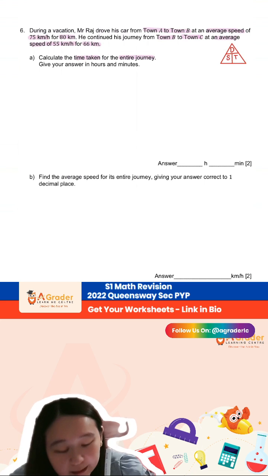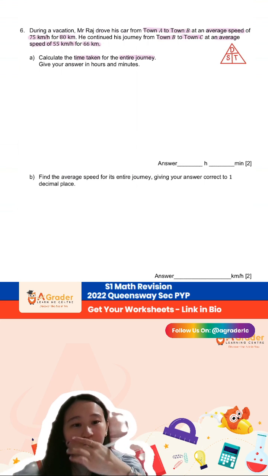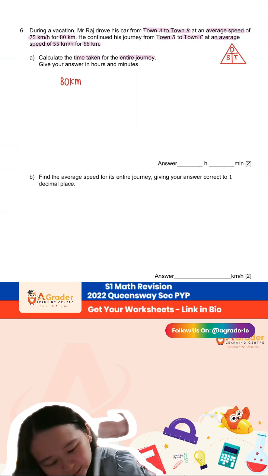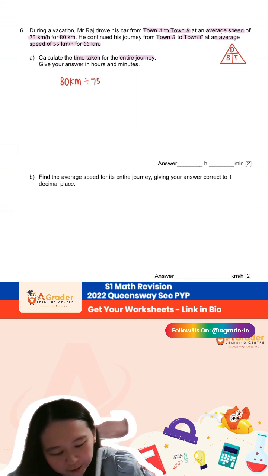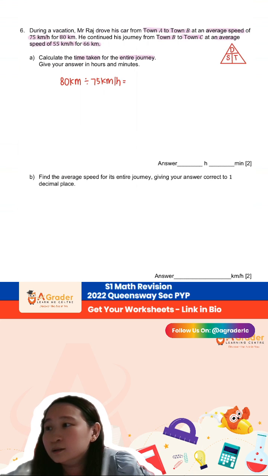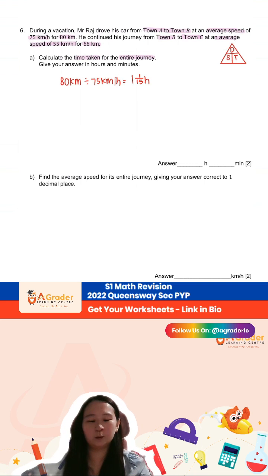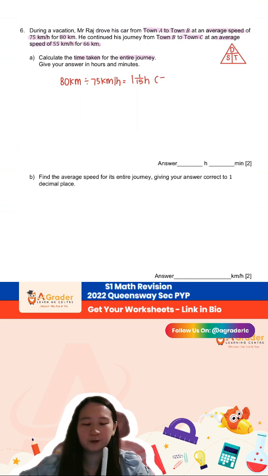Distance equals speed times time. So we take 80 kilometers divided by 75 kilometers per hour. We get 1 whole 1 over 15 hour. This is the time taken for town A to B.